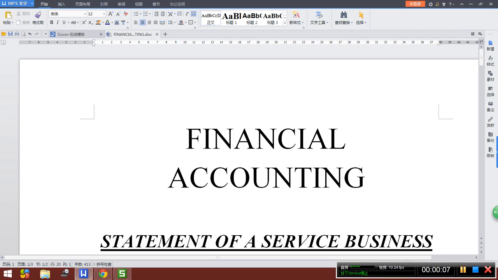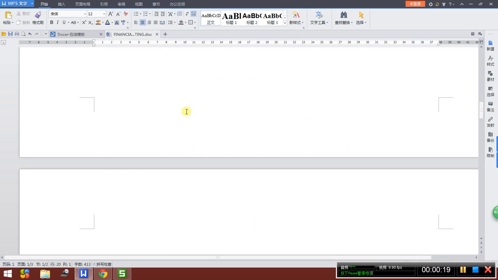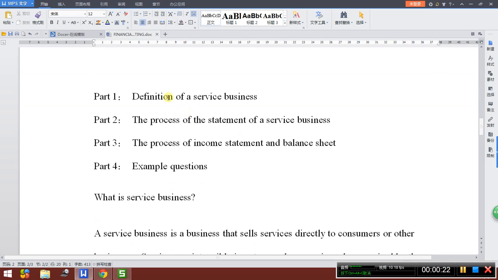Today I'm going to talk about financial accounting, introducing the statement of a service business. So I'll divide my tutorial into 4 parts. Part 1, definition of service business. Part 2, the process of the statement of a service business. Part 3, the process of the income statement and balance sheet, which is also relevant to the service business. And the final part is the example questions about service business.